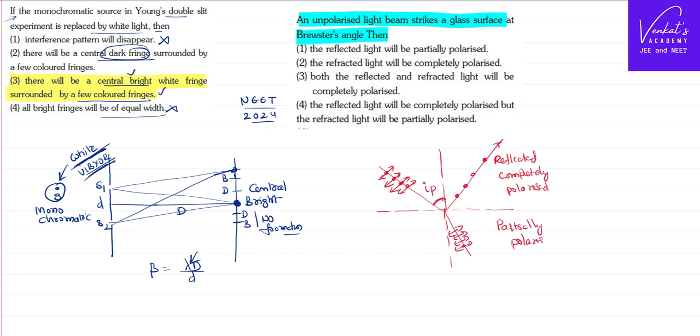That's the right answer. You have to look for the option where that answer is there. "Reflected light is partially polarized" is wrong. "Refracted light is completely polarized" is wrong, because the refracted light has a few vertical vibrations too. "Both refracted and reflected light are completely polarized" is wrong. "The reflected light is completely polarized" is correct, and "refracted light is partially polarized" is also correct. Thus option D, the fourth option, is the right answer in this question.